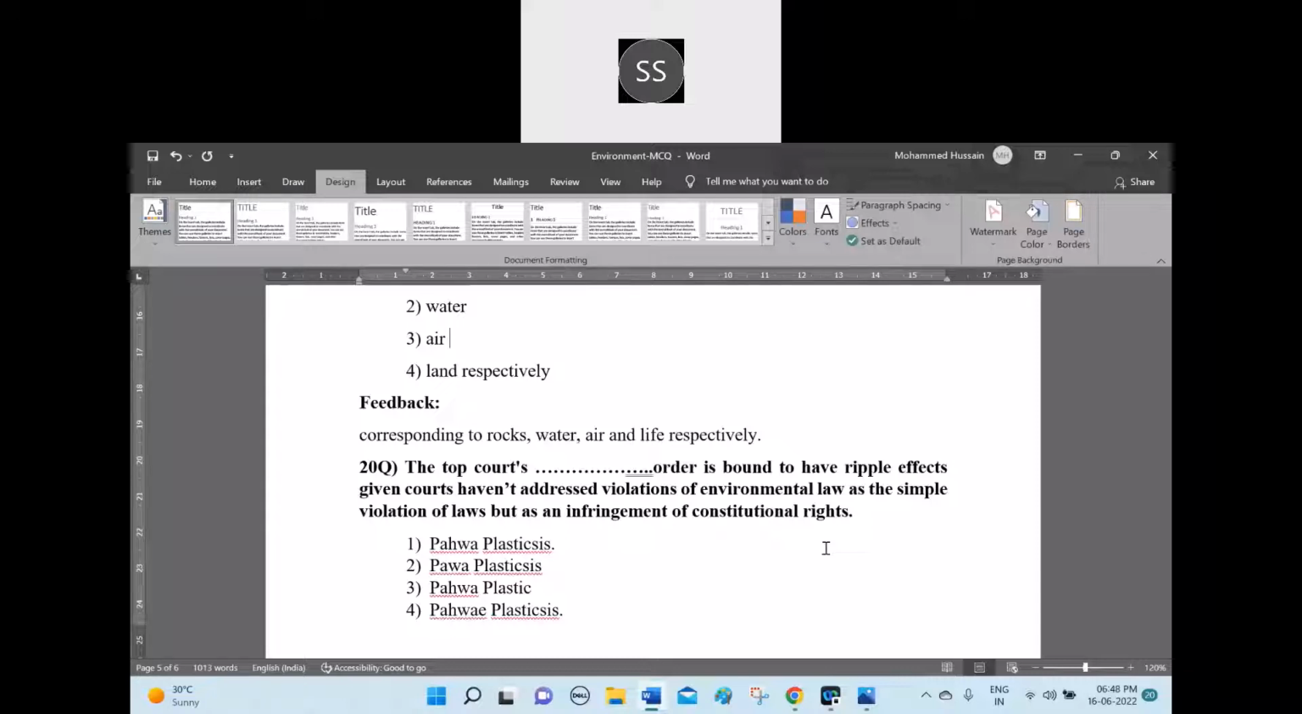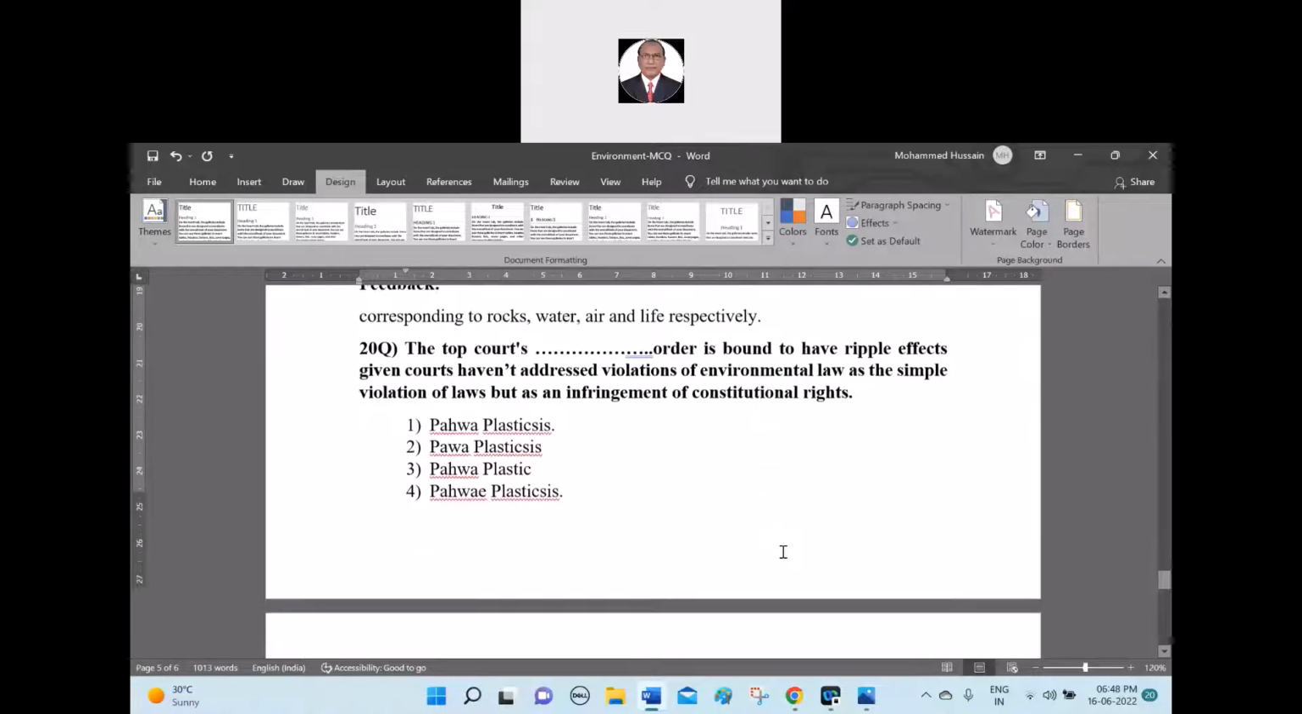There is a case law. It is a recent judgment of the Supreme Court. The case law name is number 1, Pahwa, space, Plastics. The first option is the correct spelling for the 20th question, the Supreme Court judgment on environmental law.